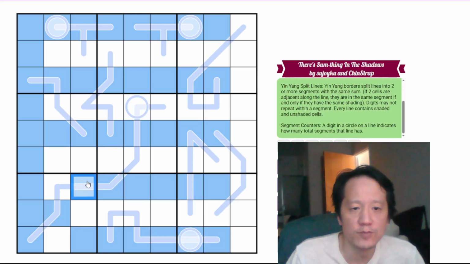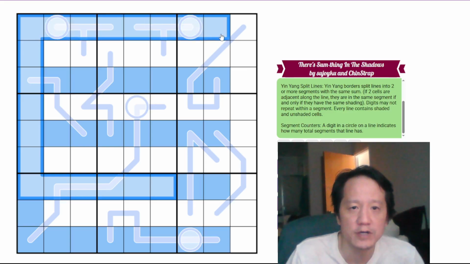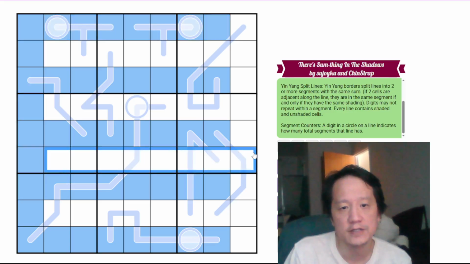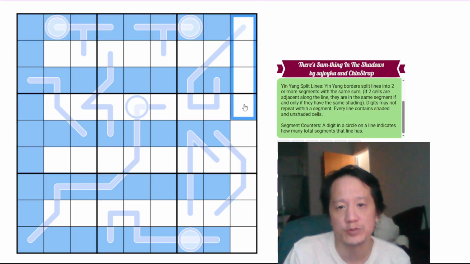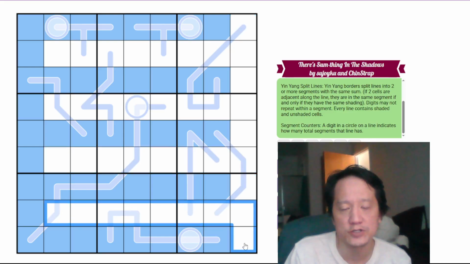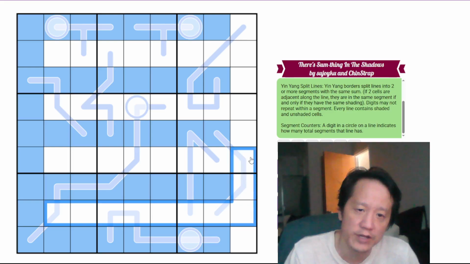So that's what orthogonally connected means, that you should be able to go from any cell in the shaded region to any other cell in the shaded region just by going through edges and stay within the shaded region. And same thing with the unshaded region, right? You should be able to go from any part of the unshaded region to any other cell in the unshaded region just by staying in the unshaded region and going through edges.